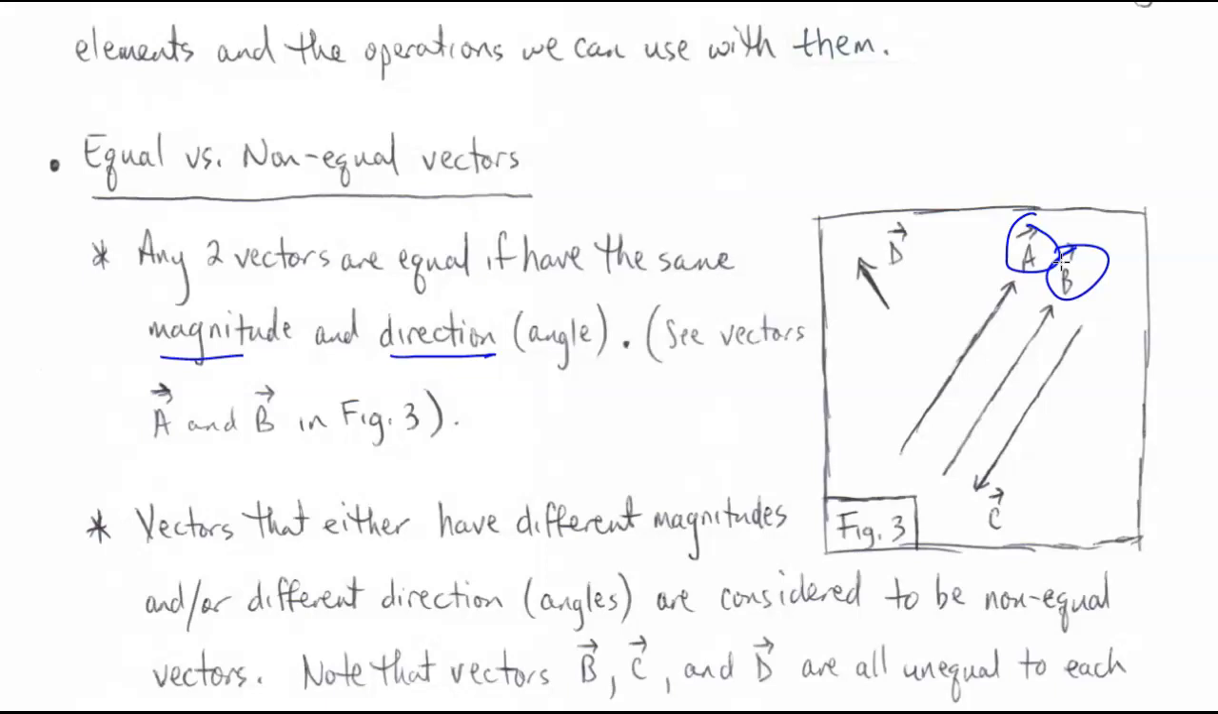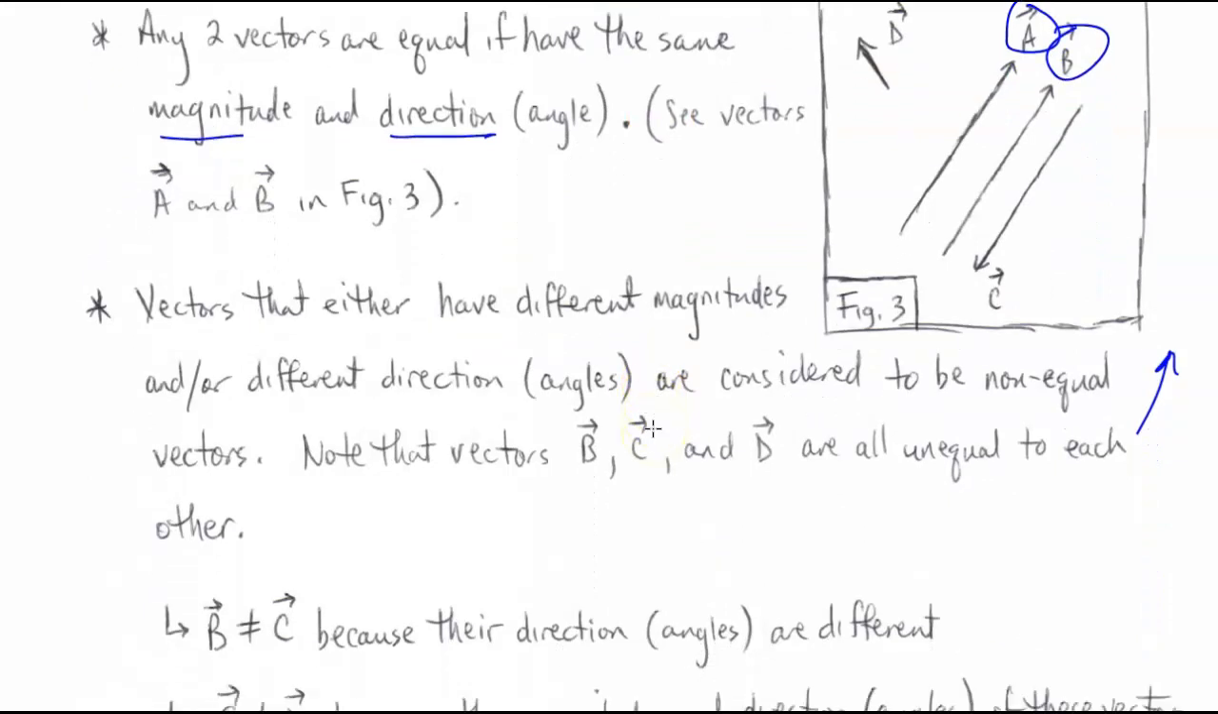Now, it is not necessary for vectors to lie on top of each other to be equal to one another. All they have to have is the same magnitude and the same direction angle. That's it. We can have one vector over here and another vector way over here. If they both have the same magnitude and direction angle, then they're considered to be equal no matter where they're placed.